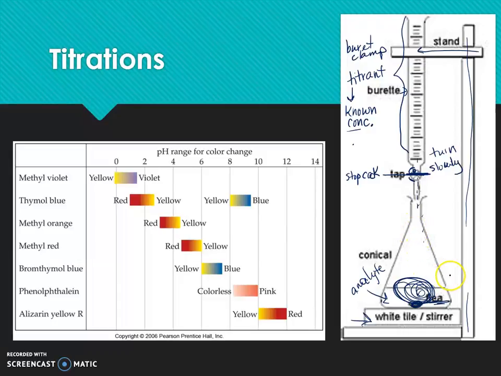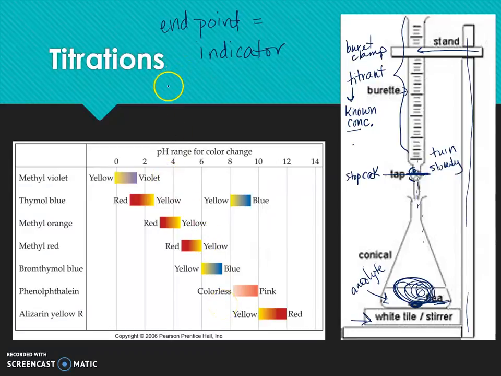All right, so how do we know if we've reached our endpoint? Well, we know we've reached our endpoint when we get a color change, and that color change is brought about by the indicators that we use. The question is always, what indicator do we use? It all depends on what acid and base you're using and what you're titrating with. You have several different ones to choose from, and this is just a list of some of them. This doesn't even give you a complete list. There are tons of them.